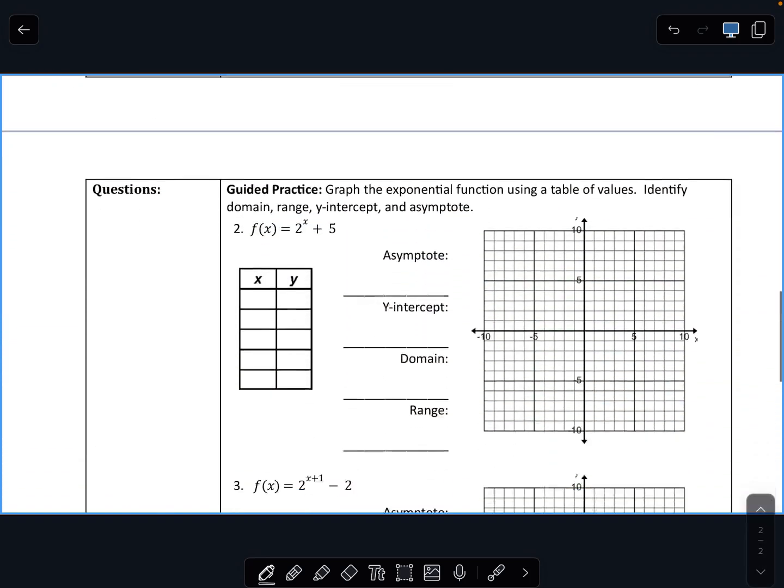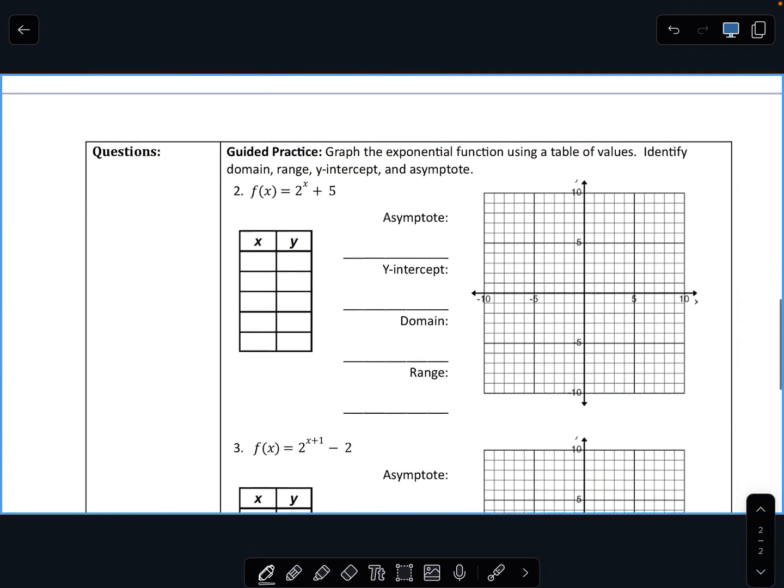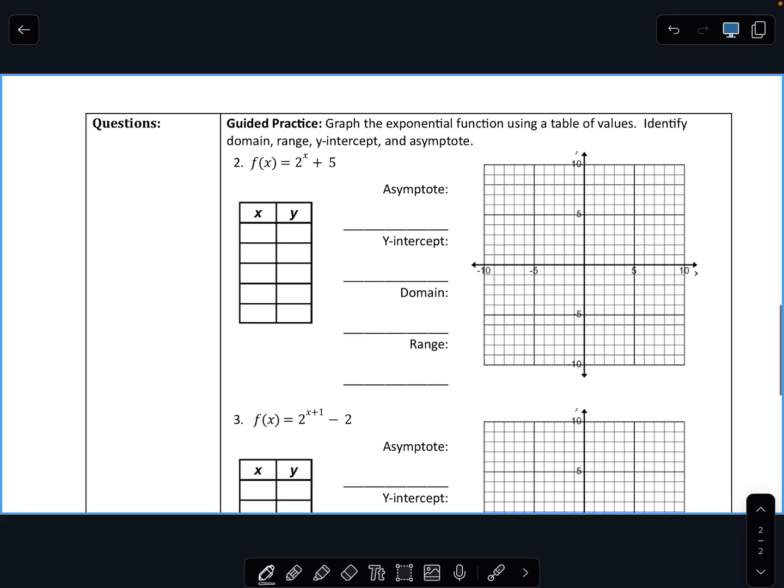All right. Let's do number 2. So again, start with your asymptote, which is your k. So y equals 5. Then you're going to do the calculations for your y-intercept. So 2 to the 0th power is going to be 1 plus 5 equals 6.